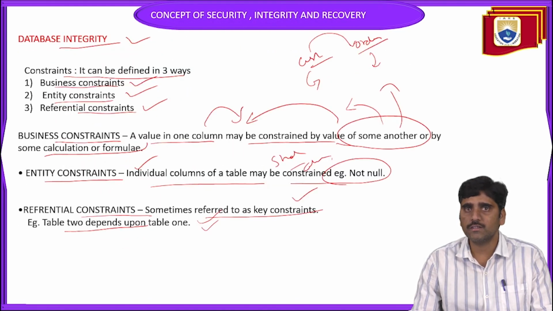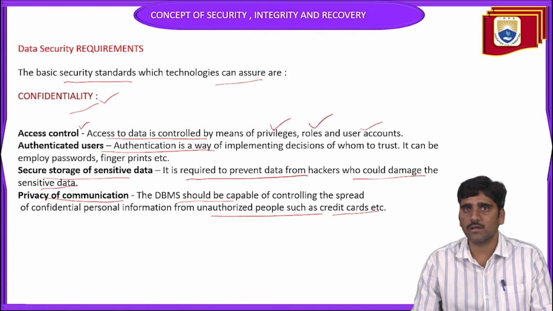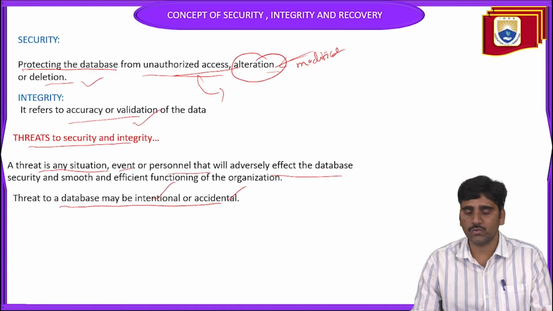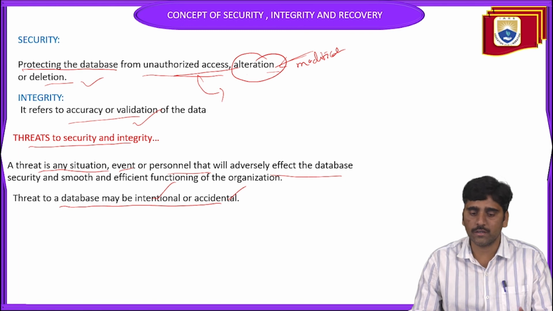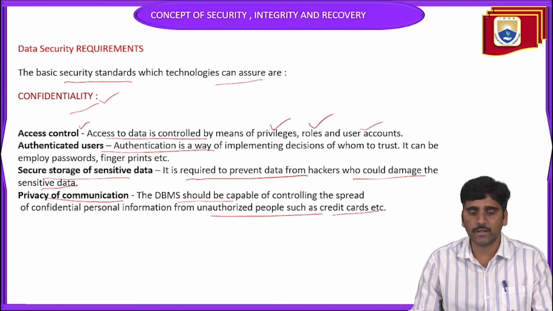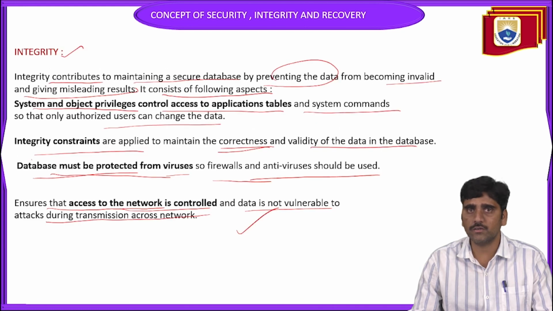In this session, we discussed security, integrity, and database recovery. The purpose of security, the security features, what the threats to security and integrity are, how you defend against those attacks, the defensive mechanisms, and the security requirements: confidentiality, access control, authenticated users, secure storage of sensitive data, and privacy of communications. These are the data security requirements.